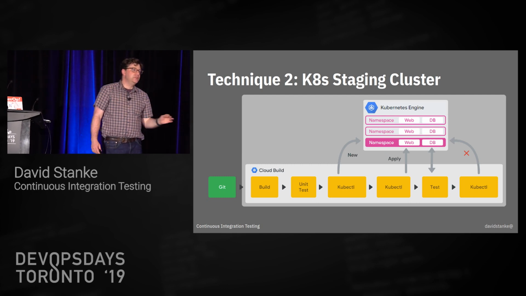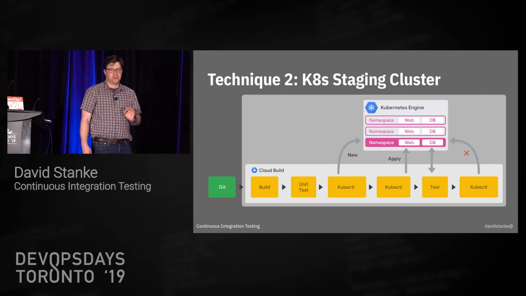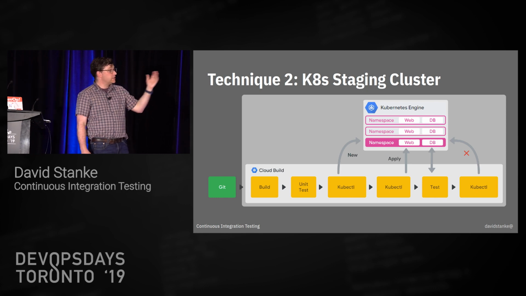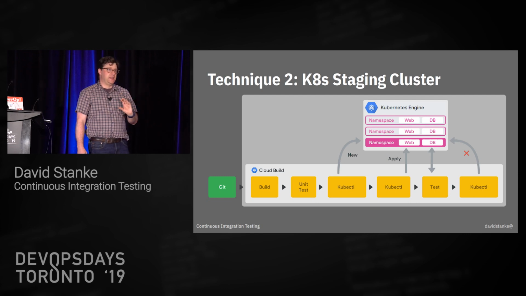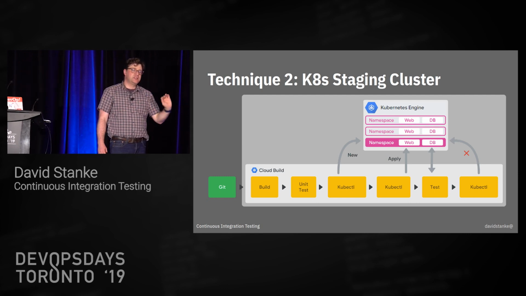So here's an example that uses a standing staging cluster, where we have a staging cluster. In this case, we're going to use Google Kubernetes Engine, but this would work with any Kubernetes provider, including your own. Do our same build, our unit test, and then we're going to use kubectl to create a new namespace for this test. Every single test gets its own namespace. So I could have 100 developers. They could each even be running multiple tests. And they're all isolated from each other using Kubernetes namespace isolation.